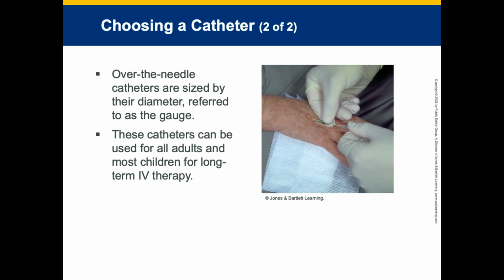The more distal the IV site, the smaller the catheter. Please do not start throwing 16 and 14 gauge catheters in people's hands, okay? Please do not do that. That's just cruel and unusual punishment. Over the needle catheters can be used for all adults and most children for long-term IV therapy. Newer over the needle catheters use several different methods to protect against the possibility of contaminated sticks.